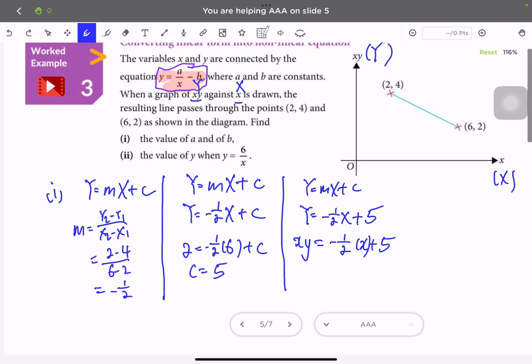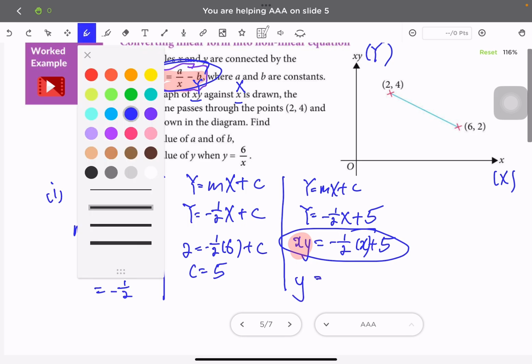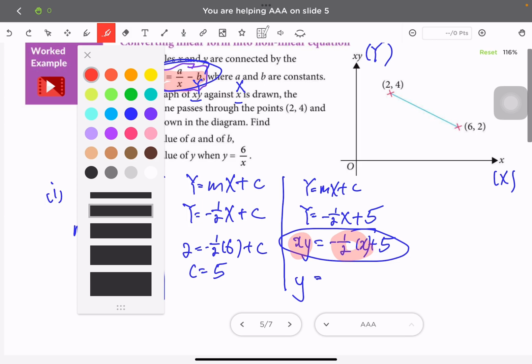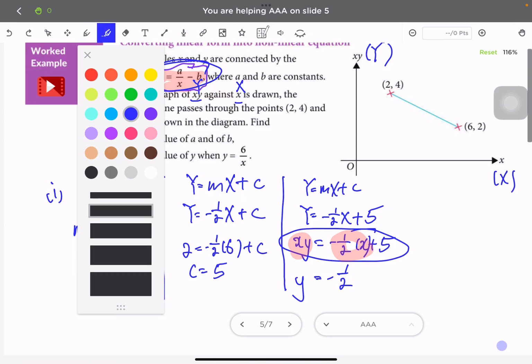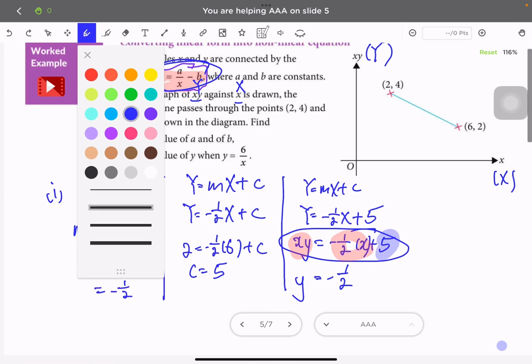So plus 5. When I compare this equation and the original equation, I see that they are making y the subject. So what I need to get rid of on the left hand side, xy, I just need to divide by x throughout. So xy divided by x will be y. The negative half x, when I divide by x, I will be left with negative half. And this 5, when I divide by x, will be plus 5 over x.